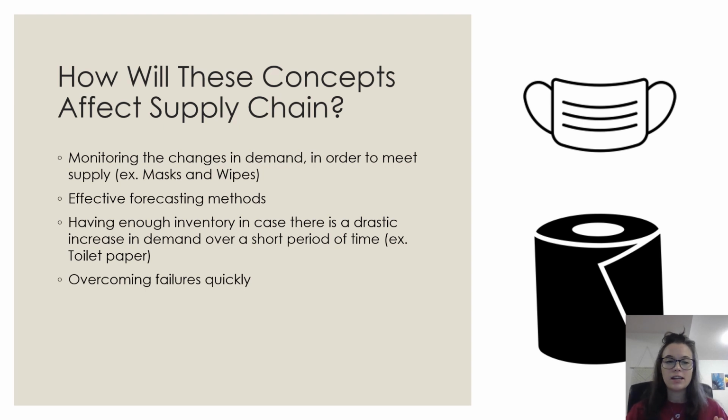So if they're unable to meet the demand this week, they need to be able to meet the demand next week. So what do they have to do in order to effectively meet that demand? They can hire more workers, they can open a new plant, they can increase their hours, so then the shifts are longer and they can produce more. Anything that they can do to overcome the failures to not lose money.